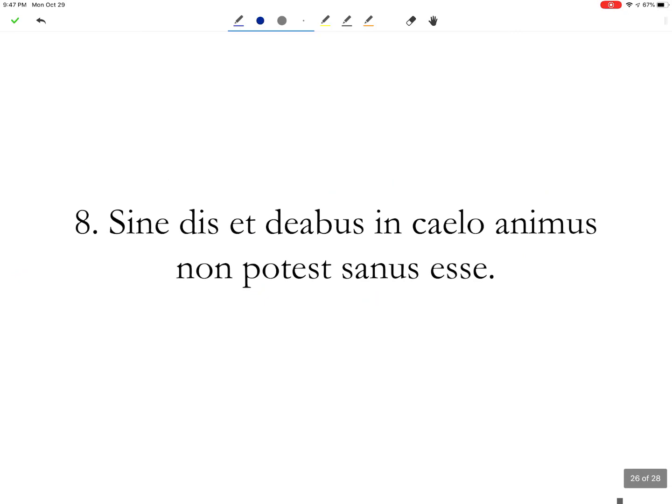8. Sine dis et deabus in caelo, animus non potest sanus esse. So here we go, we can group these together: without the gods and goddesses in the sky. There you go. The soul, non potest, is not able. There's my complementary infinitive, to be. To be what? To be sanus. Healthy, sane, whichever you want, doesn't matter. Without the gods and goddesses in the sky, the soul is not able to be healthy.